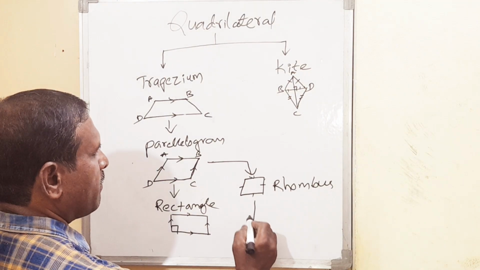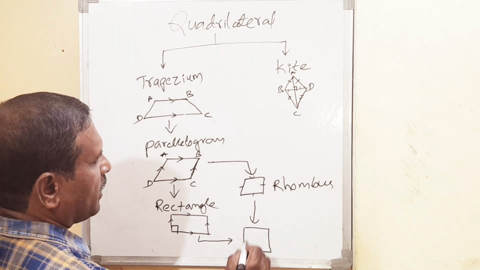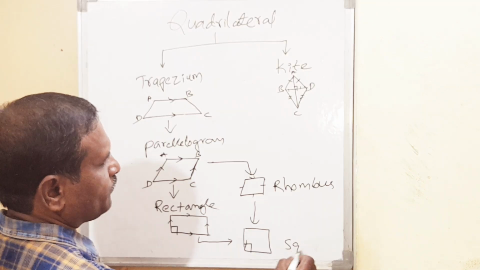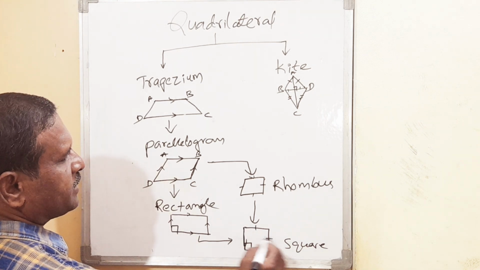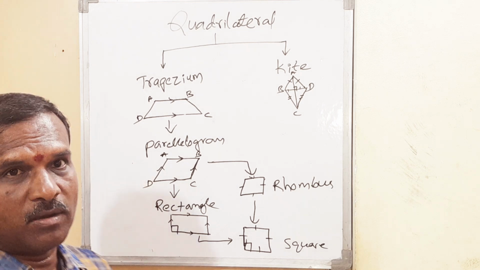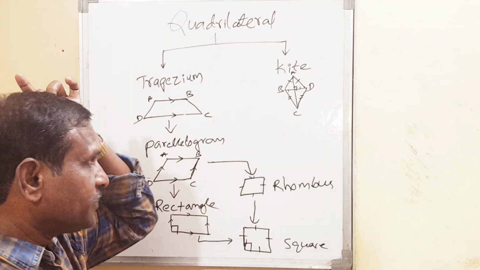So under the rhombus, under the rectangle, last but not least, that is the square. You know, in a square, all angles are 90 degrees and all the sides are equal. Anyway, opposite sides are parallel. Both the pairs of opposite sides are parallel. Now, these are the types.